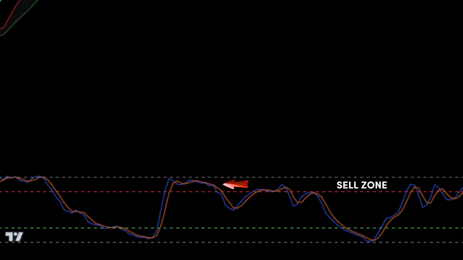On the other hand, if the stochastic signal line enters the area between levels 76 and 94, this means the signal line has entered the sell zone. You can wait until the stochastic signal line crosses back below the 75 level before placing a sell entry. Make sure that during this process, the stochastic signal line does not rise above the 95 level. If the signal line crosses above the 95 level, it is an invalid sell signal.